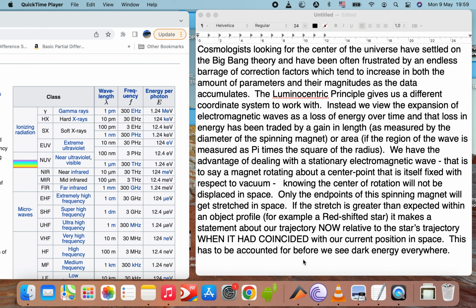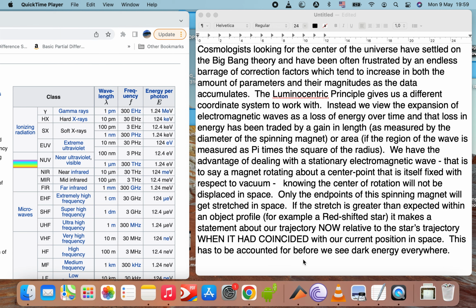Cosmologists looking for the center of the universe have settled on the Big Bang theory and have been often frustrated by an endless barrage of correction factors which tend to increase in both the amount of parameters and their magnitudes as the data accumulates. Mouthful, but we all know what it is if you've been following any science news. The luminocentric principle gives us a different coordinate system to work with.